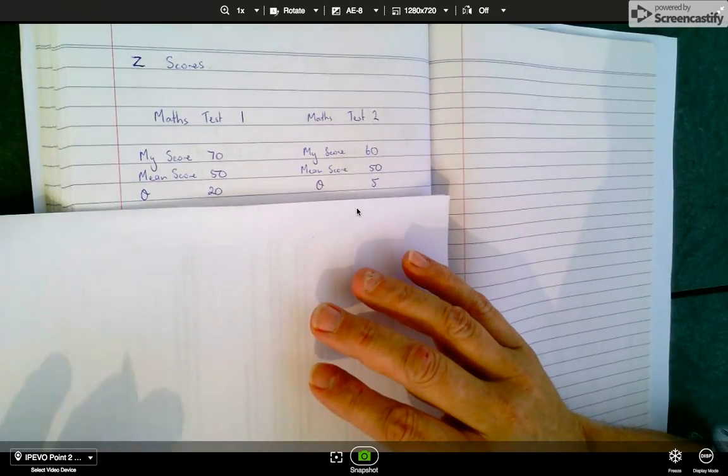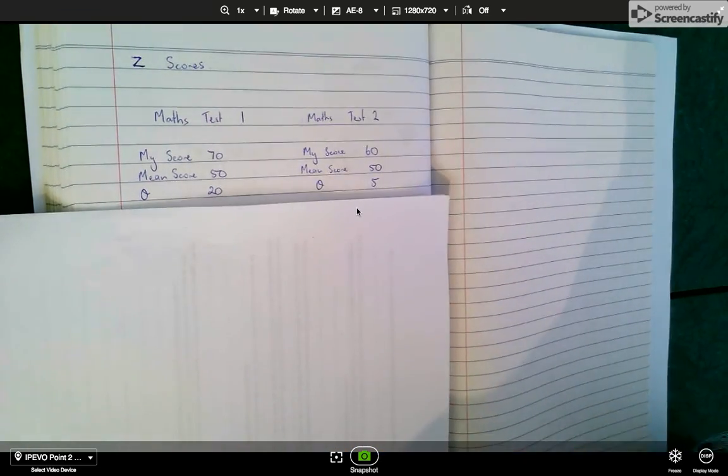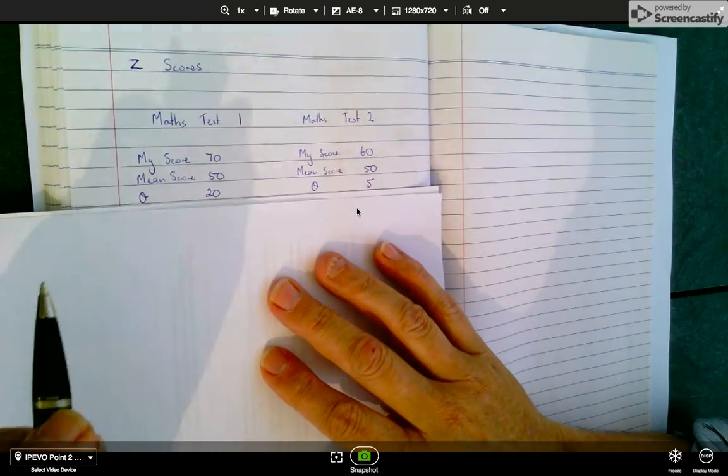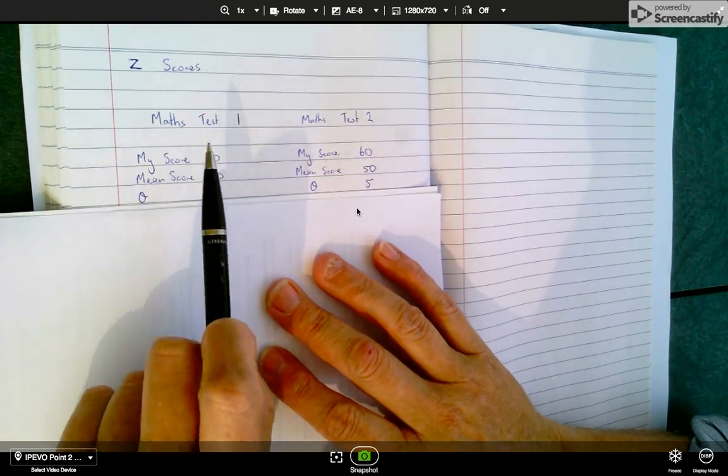Okay, so in this little lecture, this mini lesson, I'm going to look at Z-scores. So what is a Z-score? Let's consider two tests: my first maths test and my second maths test.